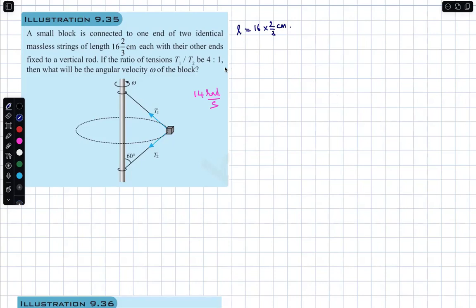The ratio of the tensions T1 by T2 is given as 4 is to 1. Then what will be the angular velocity omega of the block? That is the question. Remember, you have only one data available, which is 60 degrees.